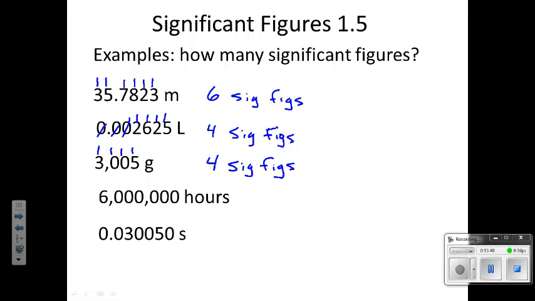6,000 hours. A lot of zeros there, but are they significant or not? The number doesn't have a decimal point, and the zeros are just behind the 6. So all of these zeros are not significant, and there's really only one significant figure here.